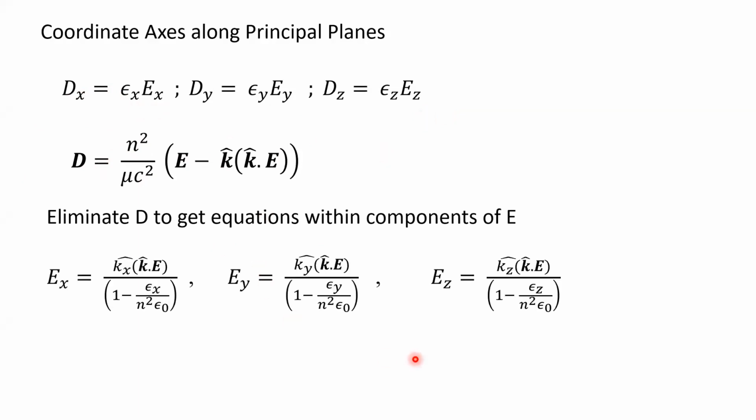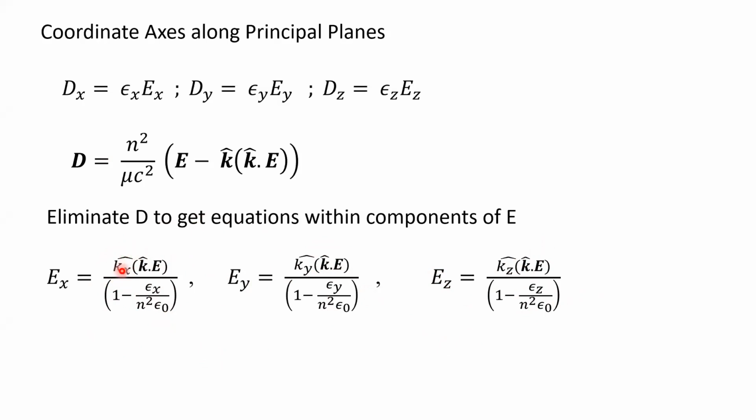These are the equations you will get. The equation which comes from the X component, Y component, and so on. So these are the 3 equations for the X, Y, Z components of the electric field. Notice something very interesting here. The K dot E factor is common to all of them. And then we have, of course, this other factor.